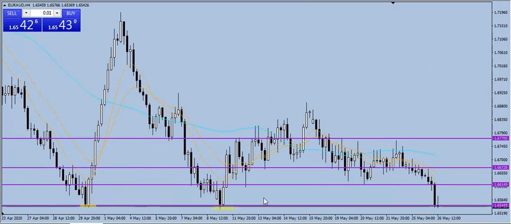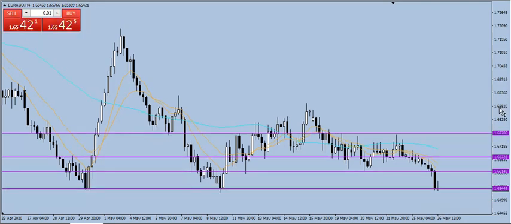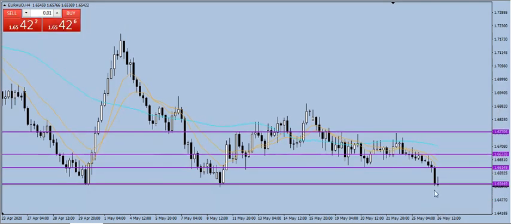Number 2, the second time is rejecting this level, and this is the third time price is attempting to break below this level. So we can see that this level is a very strong support level. So what do we expect to see? We can expect a breakdown. Of course, we cannot predict the market, but we can expect a breakdown of this level or a rejection of the level a third time.